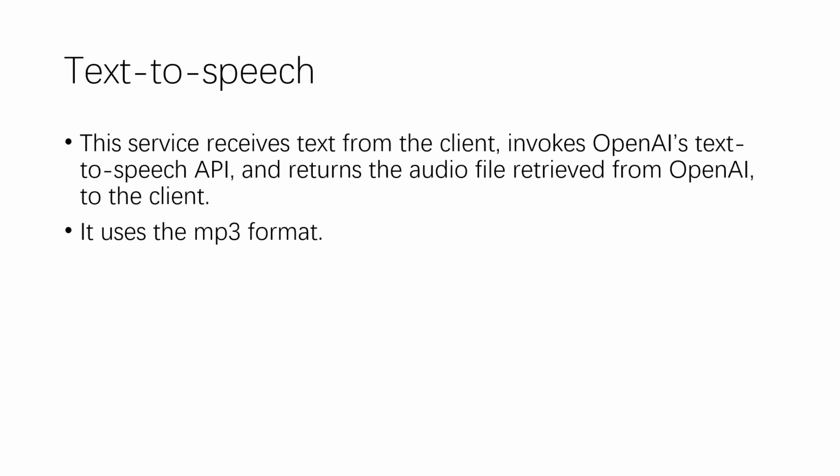The last service is text-to-speech. It is used to get a speech response from the robot to human speeches. The service receives text from the client, invokes OpenAI's text-to-speech API, and returns the audio file retrieved from OpenAI to the client. Then the client can use the received MP3 format to play it back in the browser or the application.